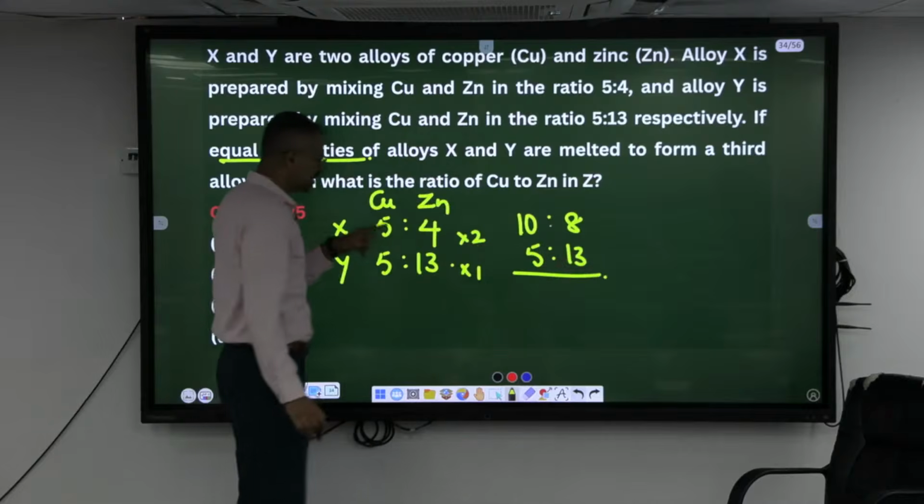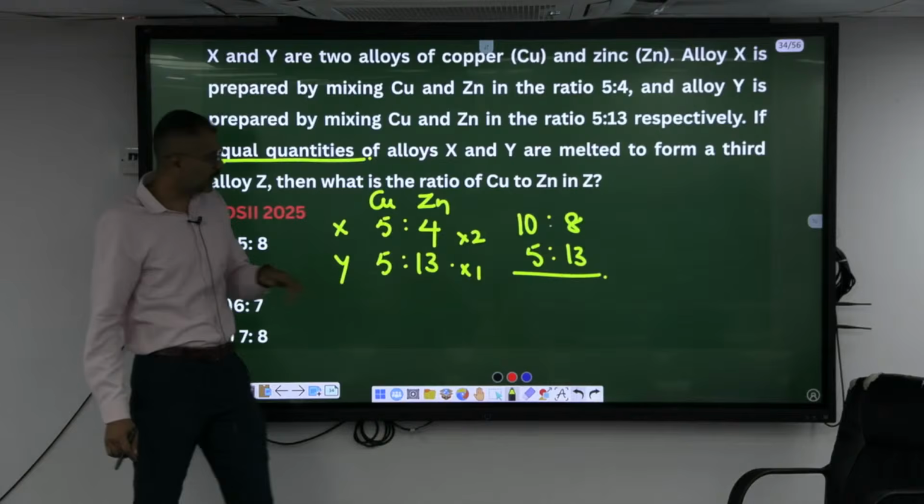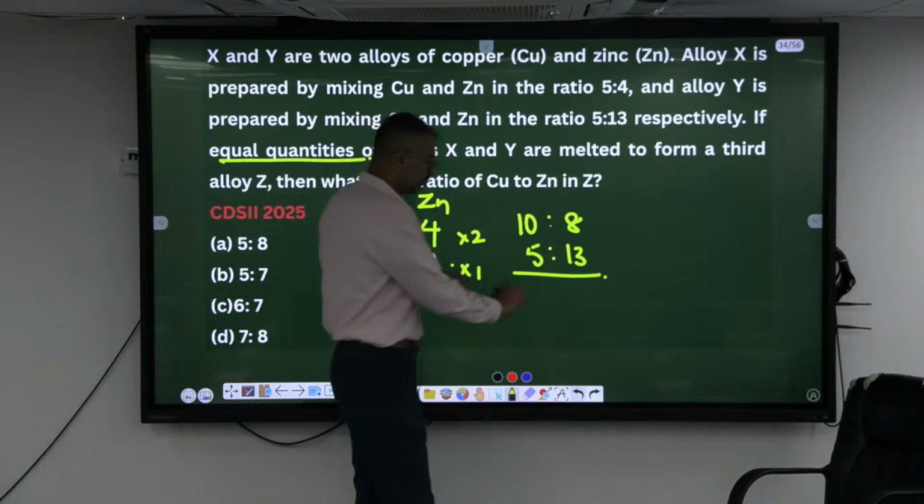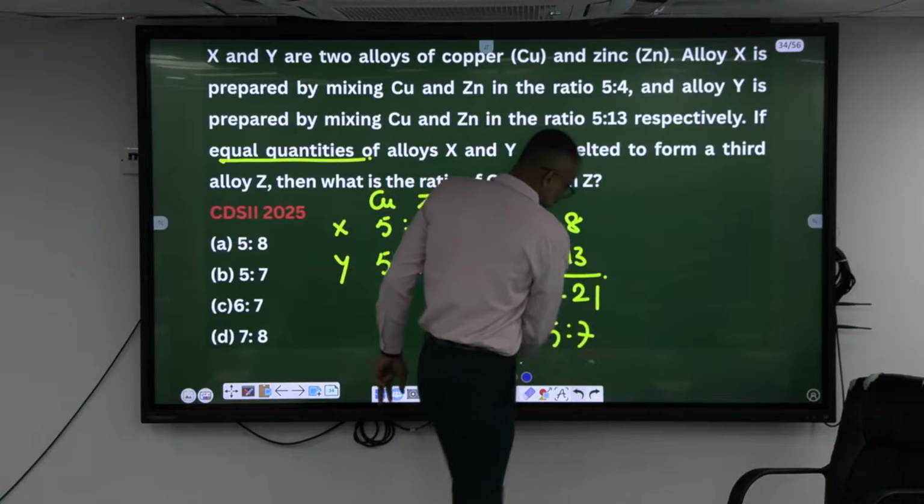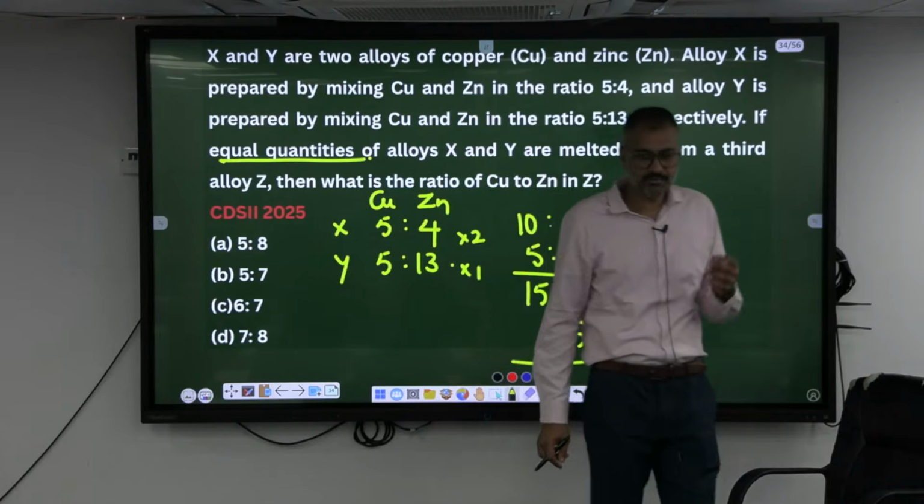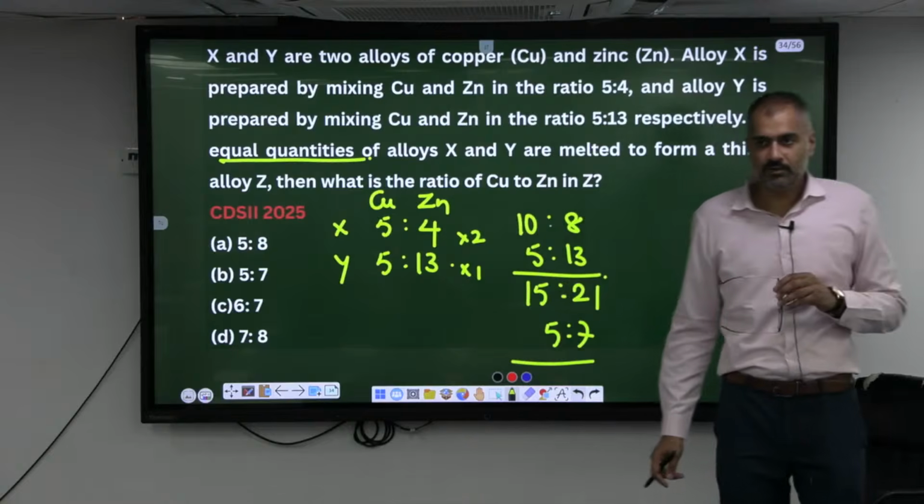Okay, copper mixes with what? Copper. So 10 and 5, 15, 8 and 13, 21. What is the ratio? 5:7. 5:7.